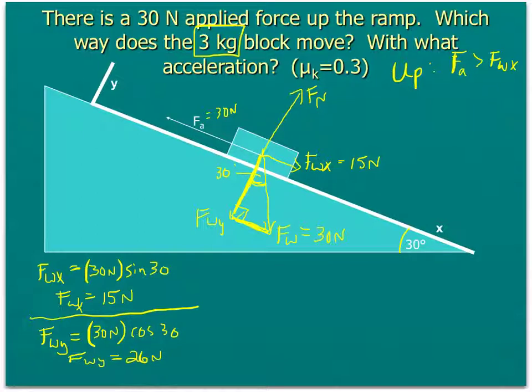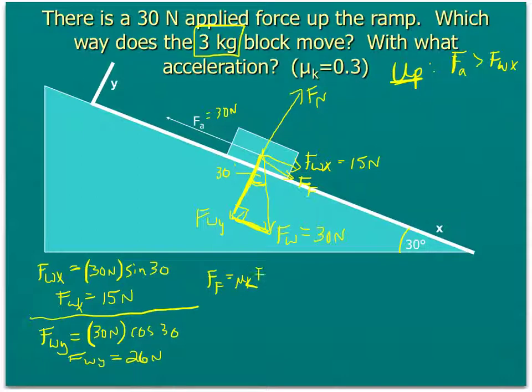Okay. So the only other force that I can draw in now is my force of friction, which we know always acts opposite of motion. So since we've determined that it's moving up the ramp, I know my force of friction is also going to be acting down the ramp in the same direction as Fwx. Okay, I can actually solve for my force of friction with one of my new equations.